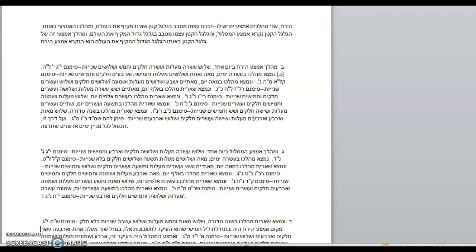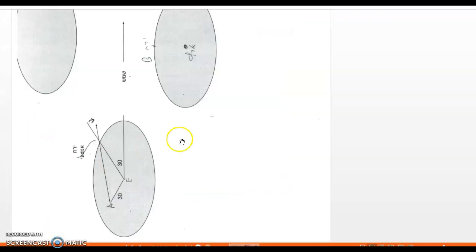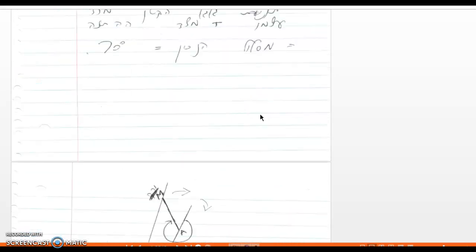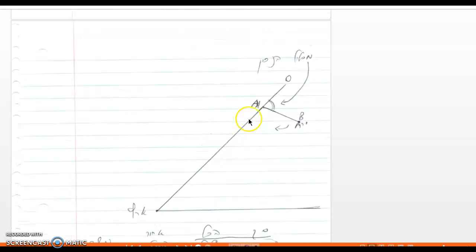Now, in Perek Gimel, Ma'alach Emtza Masl. Let's not forget, Emtza Masl is the epicycle. I'll show you once more, so you should understand. Emtza Masl is this stick here. This one. The movement of AO till AB. That's called Emtza Masl. And it's Emtza.